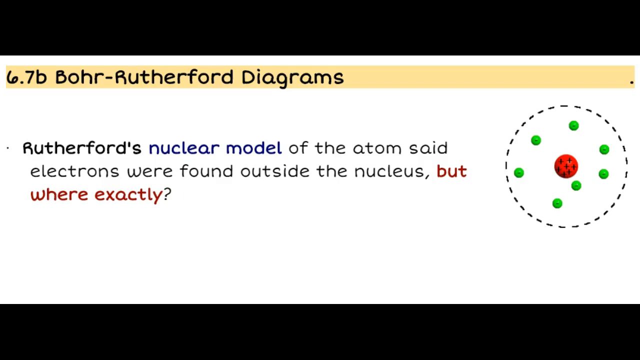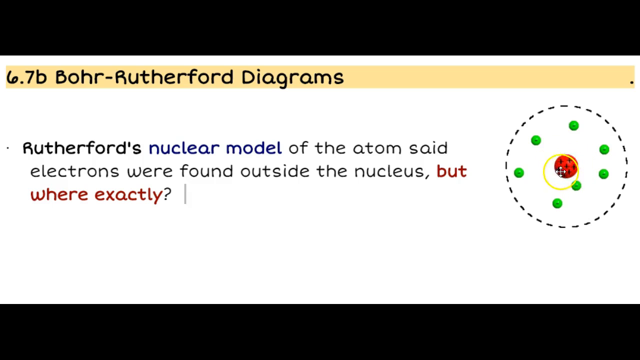So this is a quick video aiming to explain to you what a Bohr-Rutherford diagram is and how to construct one on your own. So before we get there, I want to remind you of Rutherford's nuclear model of the atom. You may remember that he's the scientist who did the gold foil experiment. And through that experiment, we were able to determine that there had to be a center of positive charge within the atom. And he called that the nucleus.